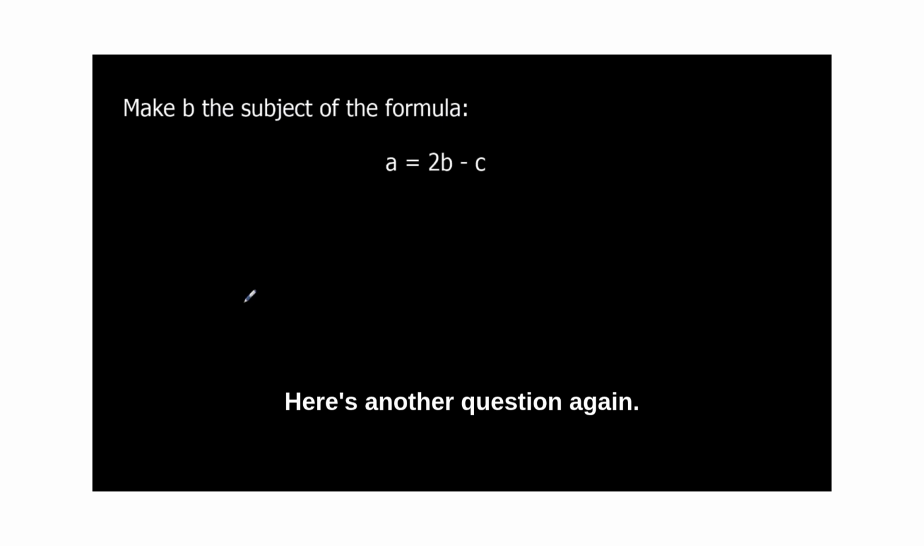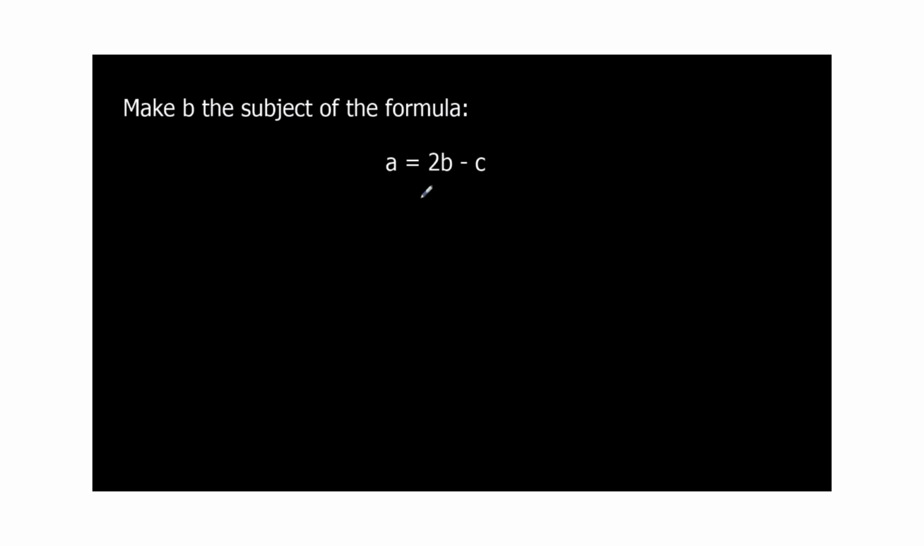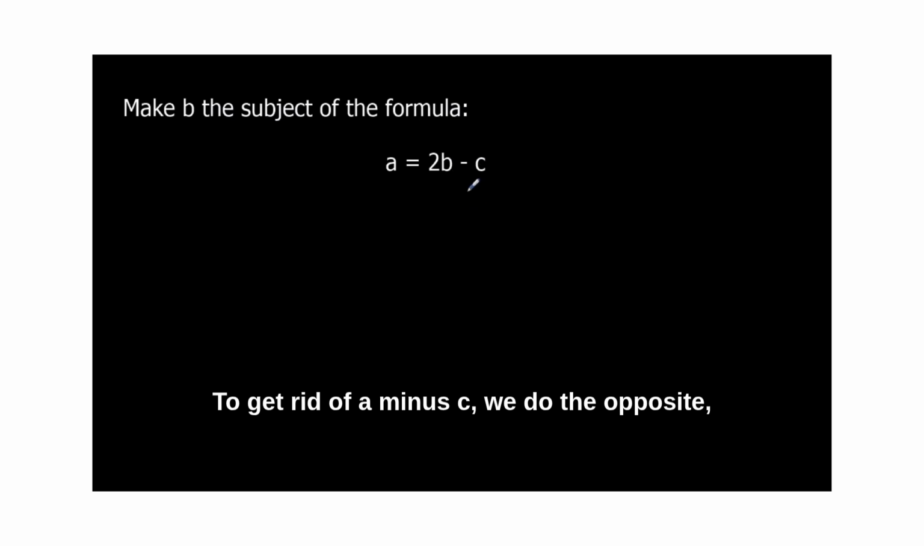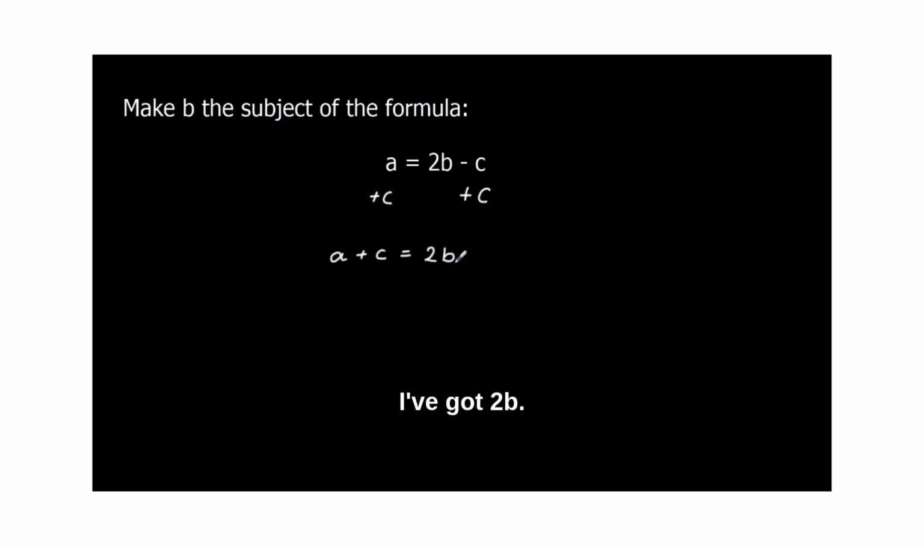Here's another question. Again, we're going to make B the subject of the formula. So we need to get B by itself. We've got a minus C this time. To get rid of a minus C, we do the opposite, which is plusing C. So we plus C to both sides of the equation. So on the left side, I've got A plus C, which is just A plus C. And on the right side, I've got 2B.